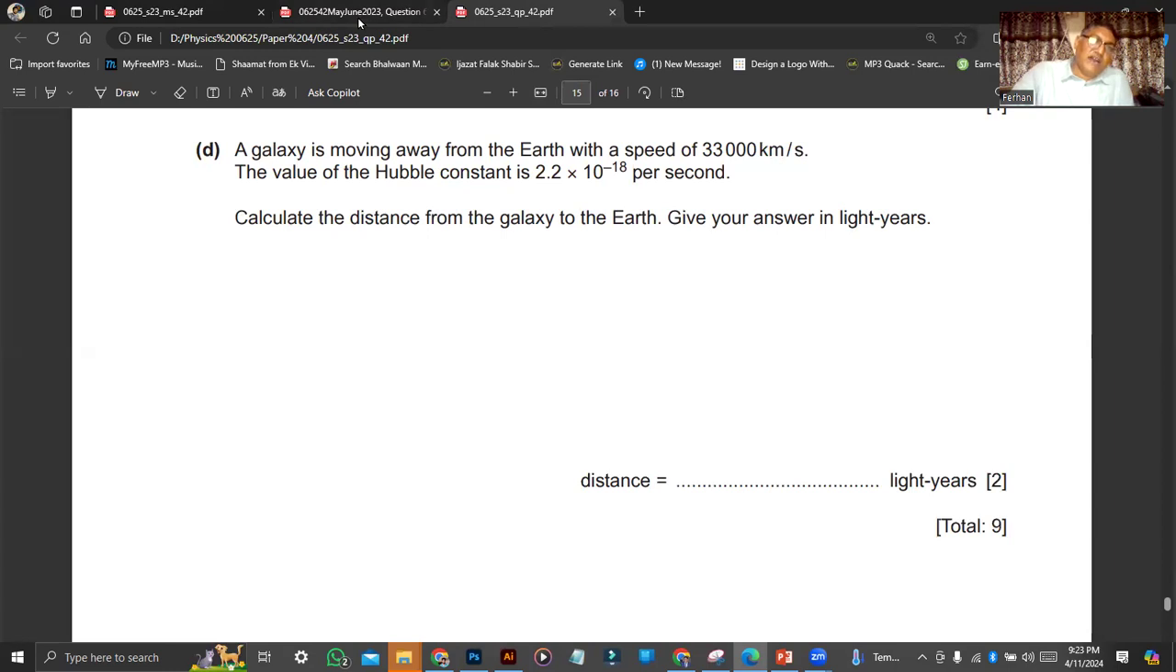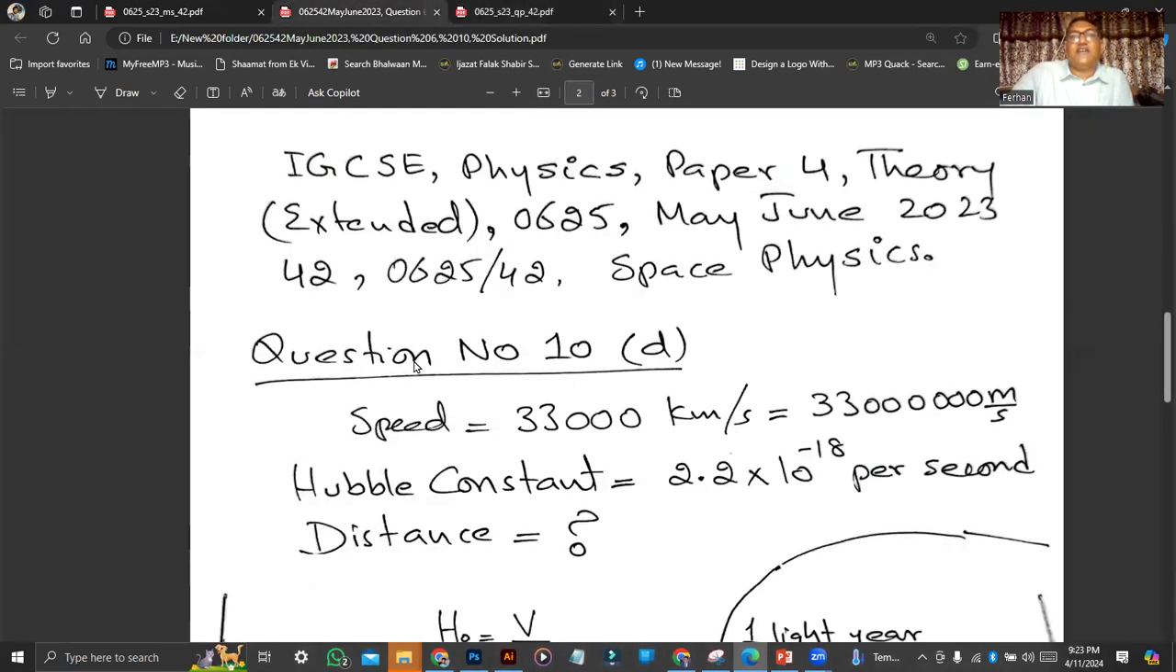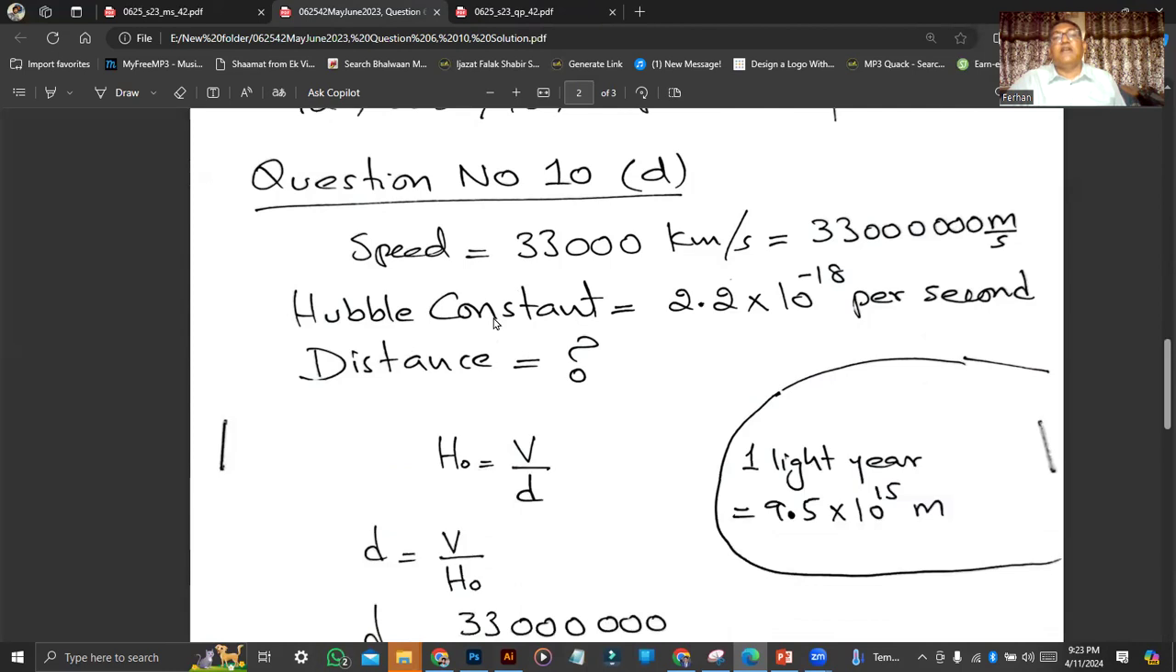So the formula, you remember the formula is very simple. The speed is given, 33,000 kilometers per second. I will convert it into meters per second. For that purpose, I will multiply it by 1,000. So now I have 33,000,000 meters per second. Then the Hubble constant is given here, 2.2 × 10^-18 per second. The distance we have to calculate is in light years.